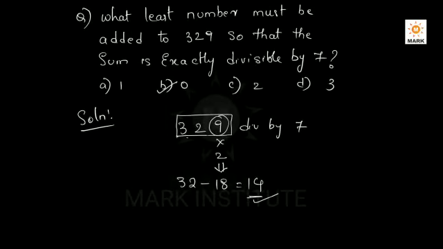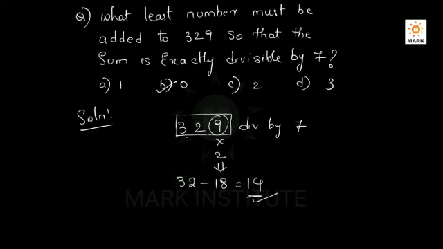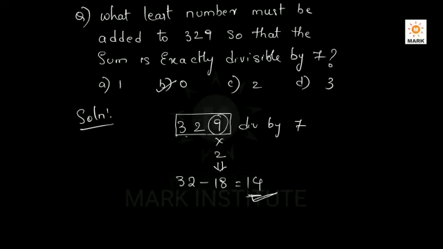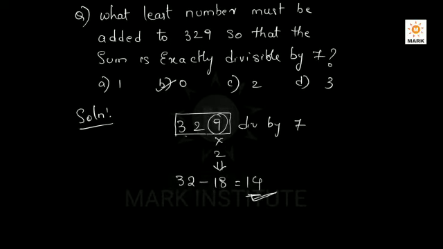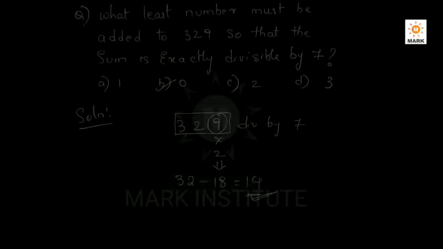We need not add any number to 329 because 329 is already divisible by 7. Since we doubled the unit digit and subtracted from the remaining number, we got 14, which is a multiple of 7. So 329 is already a multiple of 7, and 0 should be added. 329 plus 0 is equal to 329 only. So 0 should be added to 329 so that the sum is exactly divisible by 7.